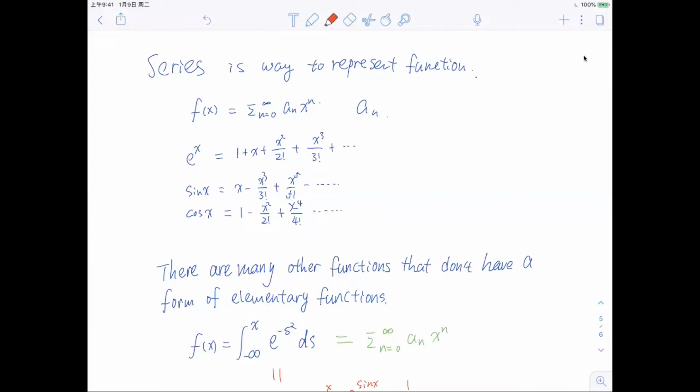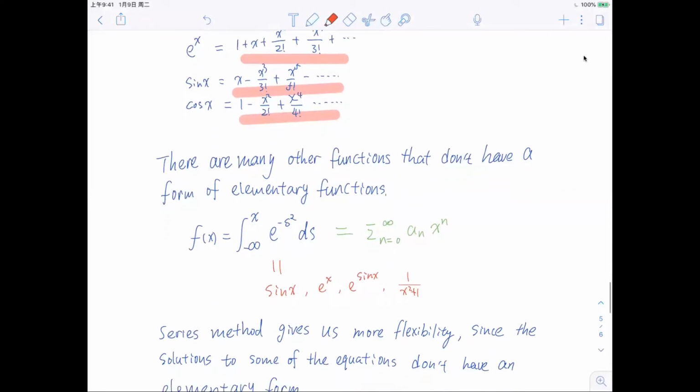For example, we can expand exponential function like this, sine function like this, and cosine function like this. Both sides of the equation are equivalent. It's just a different way to describe the function.